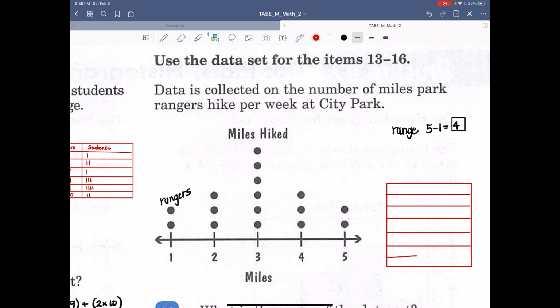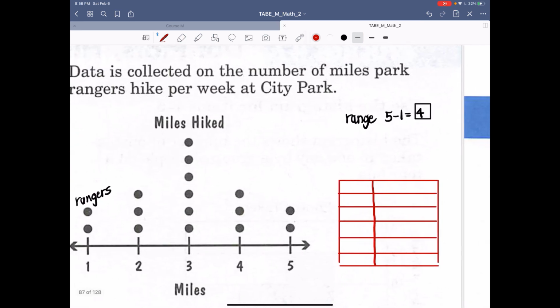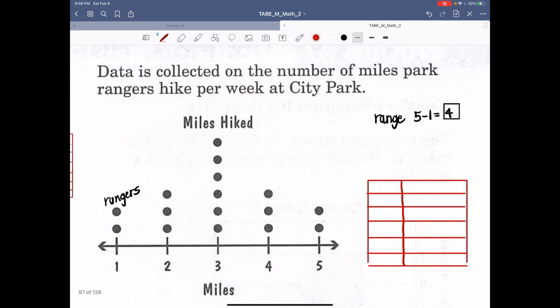So maybe someone went up to Cage Cove and they talked to some rangers. They're comparing. That's statistical data. So they asked the men and women who work as park rangers, how many miles a week do you hike? And so we have miles from 1, 2, 3, 4, and 5.